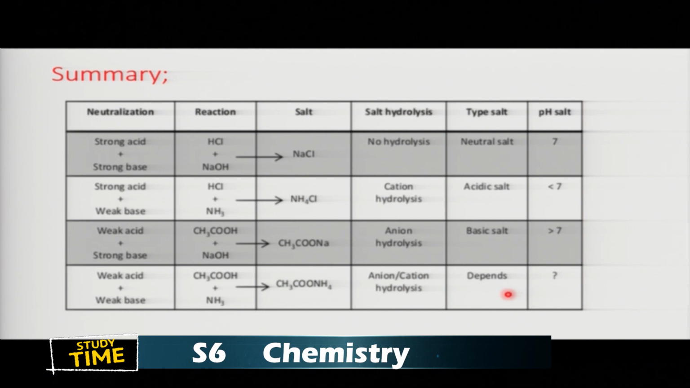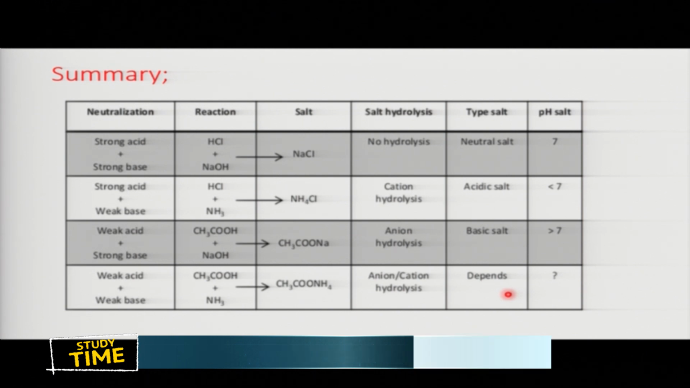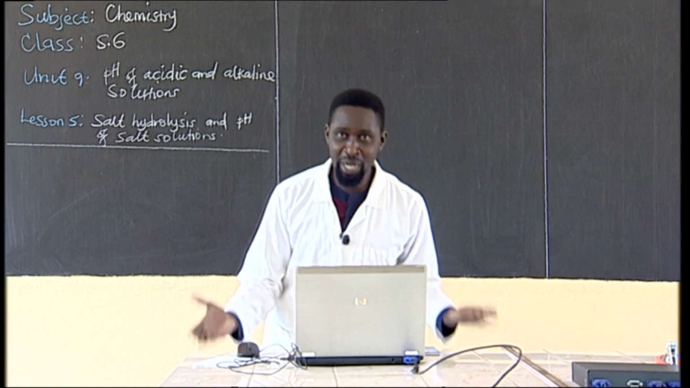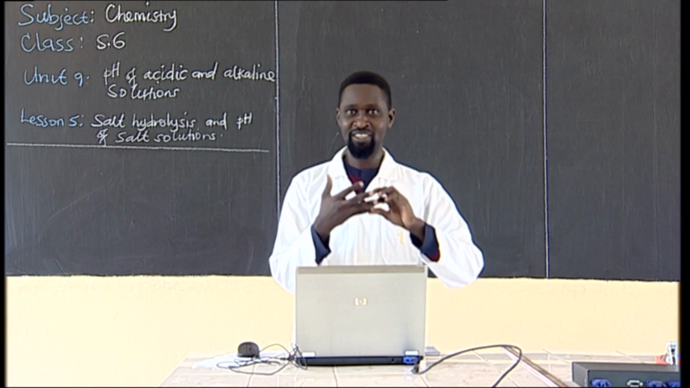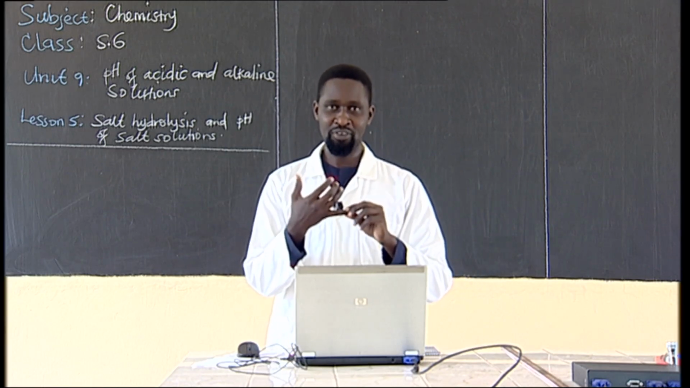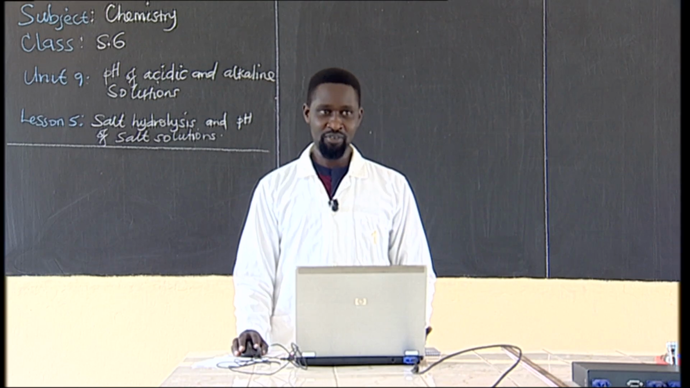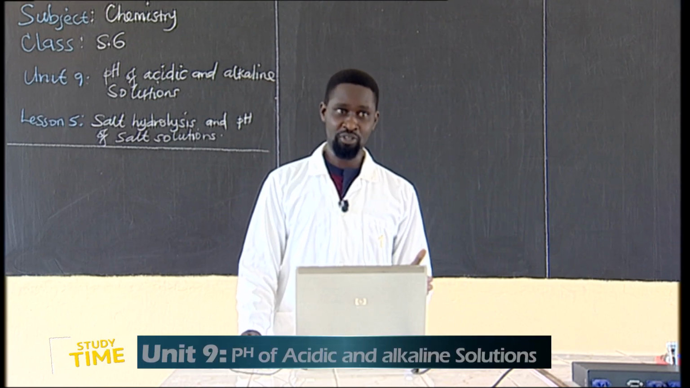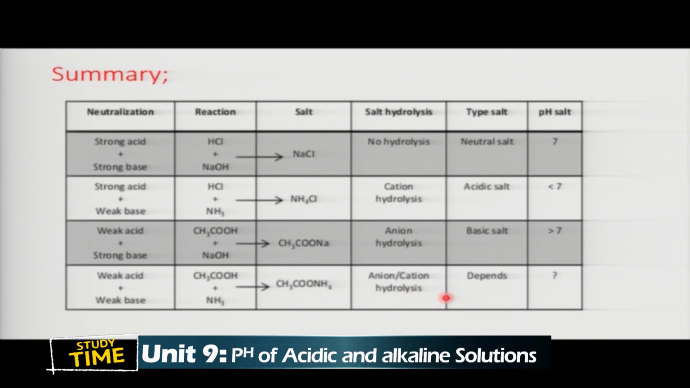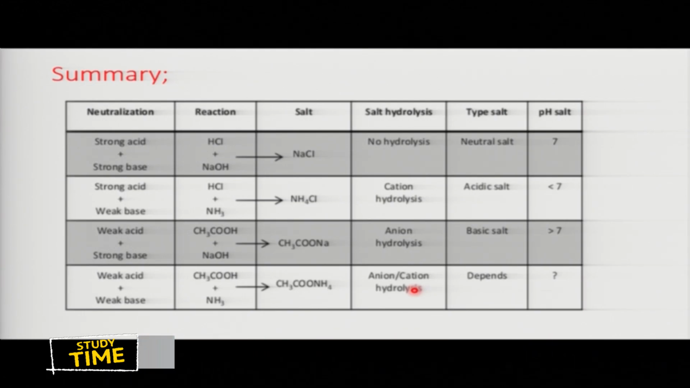Now, a puzzle in here. What happens if you have a weak acid and a weak base? Ammonium hydroxide and ethanoic acid. Yes, they react, forming a salt under neutralization, but the hydrolysis of this salt depends on Ka and Kb. That's why we said it depends.